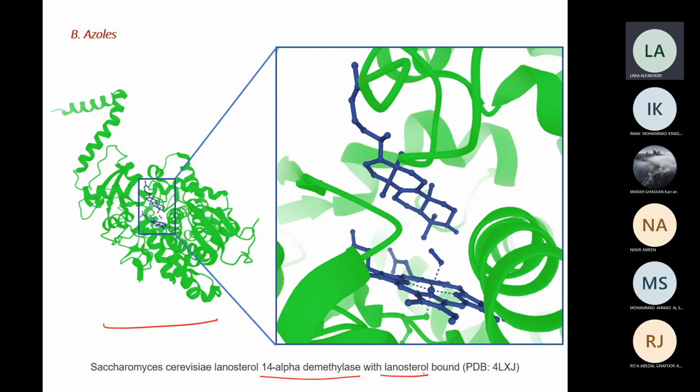Okay? Now, what is represented in green is the protein structure of this enzyme. And what is represented in blue represents lanosterol and something else. Can you tell me what the other thing is? These blue structures that you see here, which one represents lanosterol? The one which has a steroidal backbone. Yes, this one here, this is lanosterol. But what do you think the one at the bottom is? What is this? What do you think?